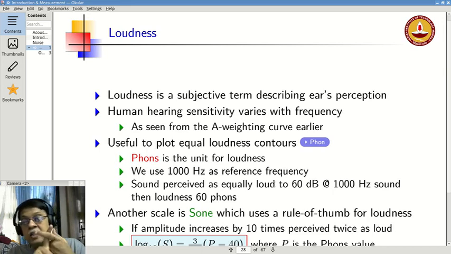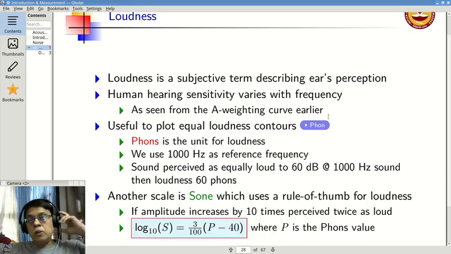We have seen earlier that your hearing sensitivity varies with frequency. We tend to attenuate low frequency sounds and amplify in a certain band around 1000 hertz, and then again it attenuates further below. But when somebody asks, is it loud, is it not loud, a lot of these things are more qualitative, right? So therefore, we define this subjective term in terms of a quantity called phone. So what we call equal loudness contours.